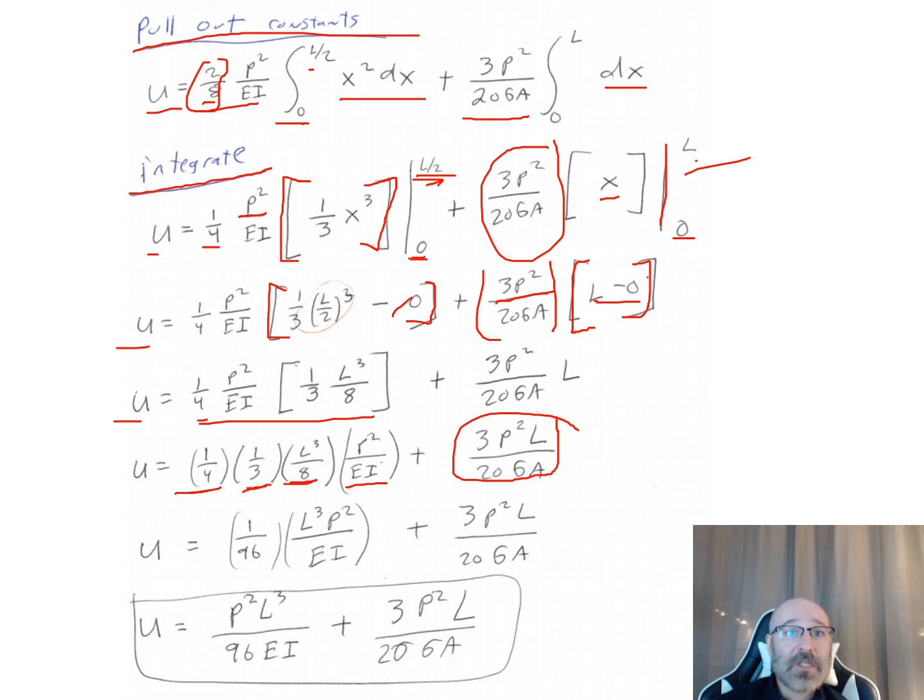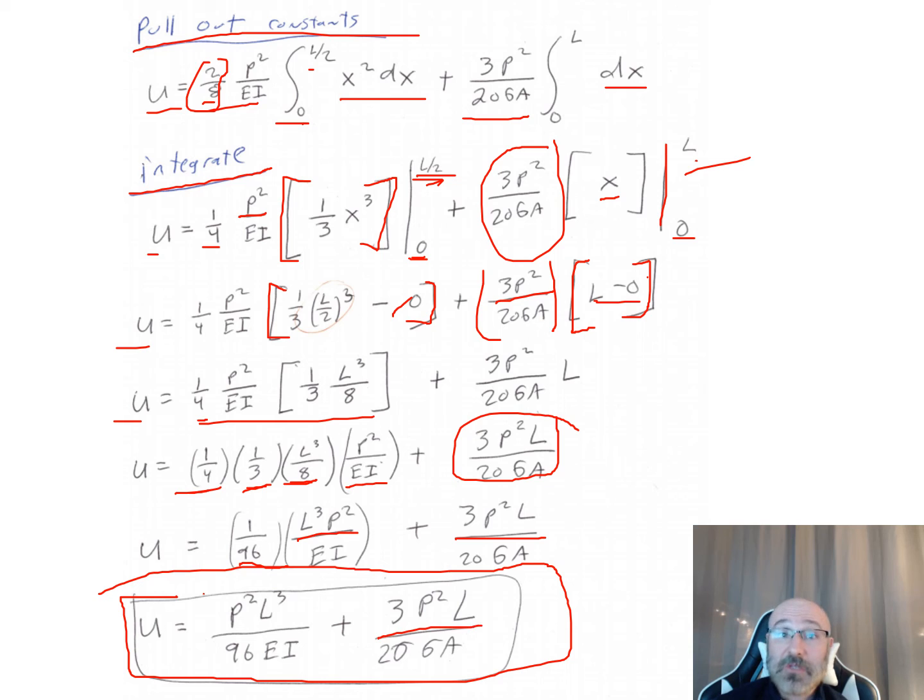Let's combine all these guys now. We have 1 over 96 times L cubed P squared over EI right there. Plus, now this stays the same over here, 3P squared L over 20GA. So now what we have here, when we put this 96 over there, we have that U is equal to P squared L cubed over 96 EI plus our 3P squared L over 20GA.